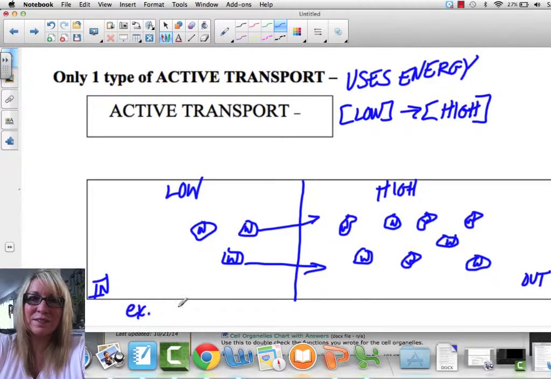So for an example here, you can put cellular waste. So we have to get the cellular waste out of our cells so then it can be transported through the blood back to the heart and we can exhale it, or it can go through our skin, or we can excrete it. But we have to work and use energy because we're going against the concentration gradient. We're going from low concentration to high concentration.